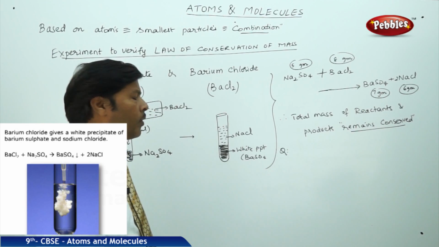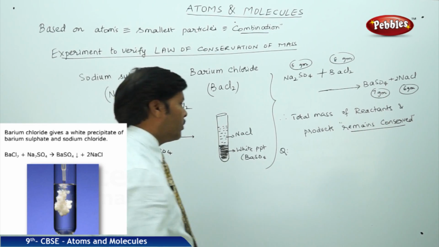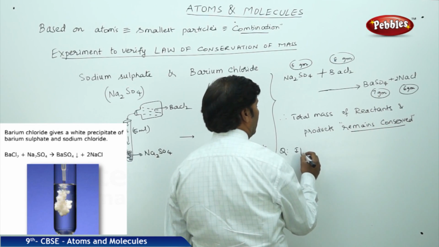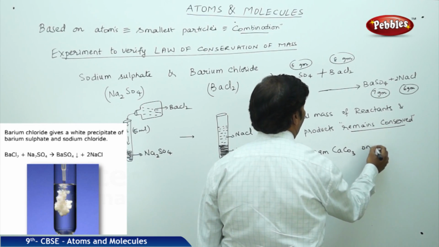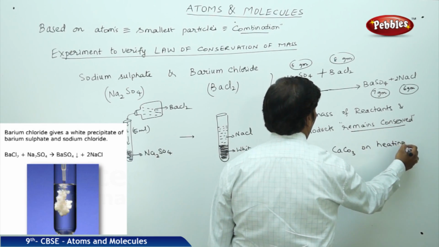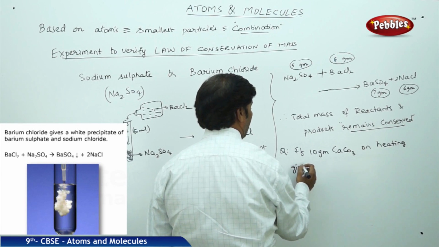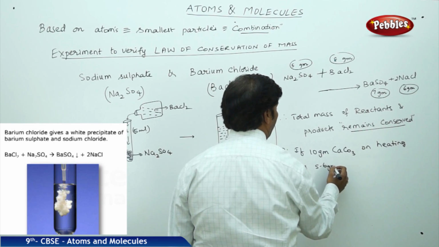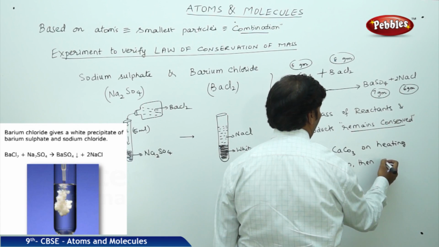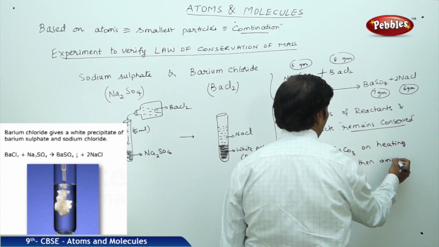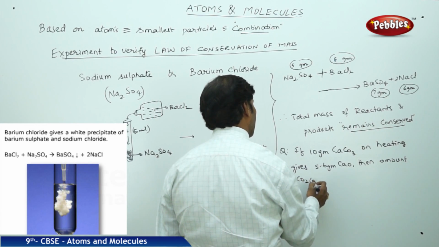So now let us solve one small problem to understand the application of the law of conservation of mass. Suppose the question is like this: if 10 grams of calcium carbonate on heating gives 5.6 grams of calcium oxide, then find the amount of carbon dioxide gas formed.